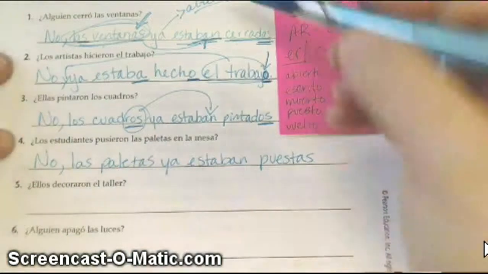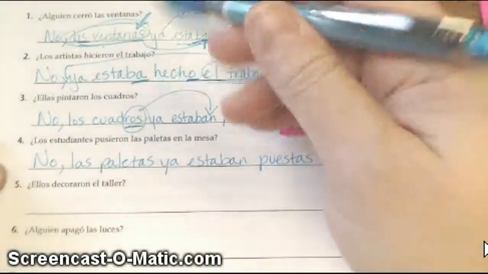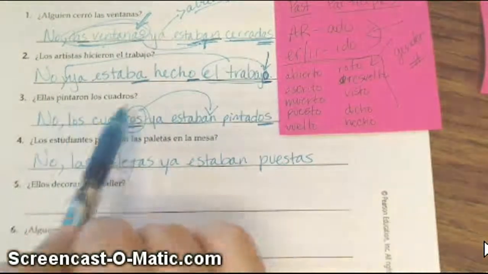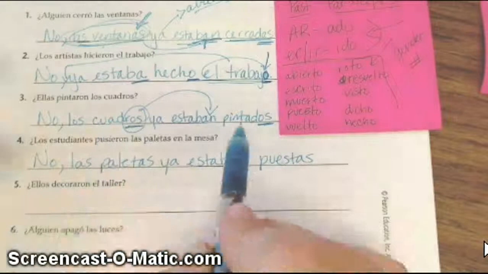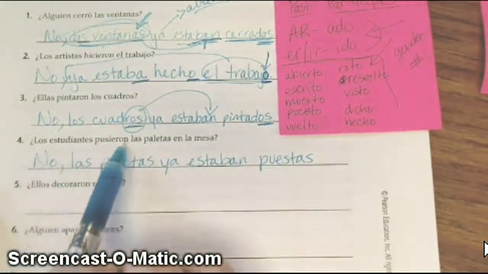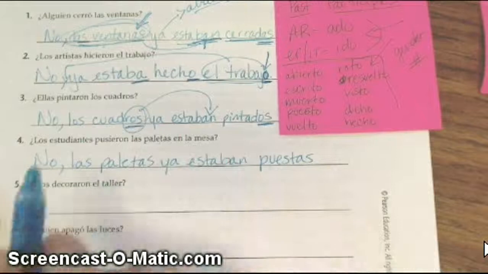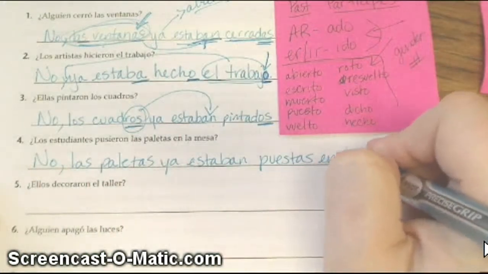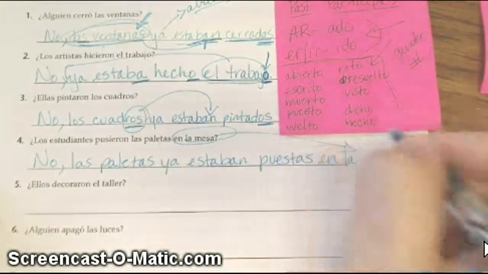Now let's look at this for a second. That's what we've been doing on all these other ones, is just stopping with the verb, right? But first of all, that's all that was listed here. And second of all, did anybody paint the paintings? No, the paintings were already painted. Okay? So I don't need to put anything else there. Did anybody put the palettes on the table? No, the palettes were already put. Put where? Put on the table. So you need to add this to the end there.